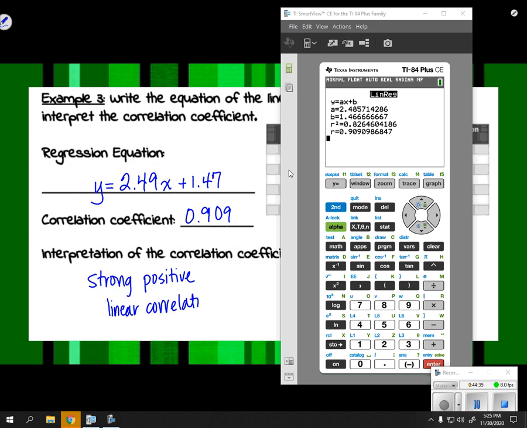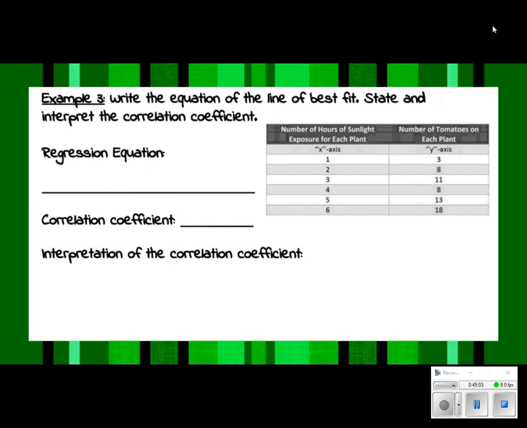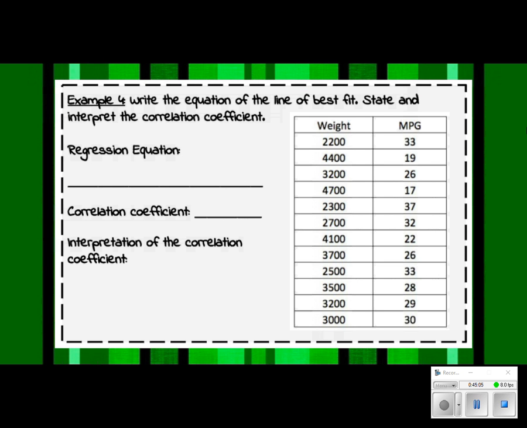But don't just expect that to always be the answer. It just happens to be the same thing keeps popping up. So that means whatever variables we're looking at at least seem to be closely related. Number of hours of sunlight exposure for each plant, and number of tomatoes on each plant. So as hours of sunlight increase, we should expect tomatoes on the plant to increase. All right, so I'm going to have you pause the video and try to work this out yourself.